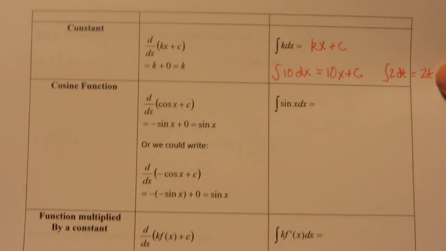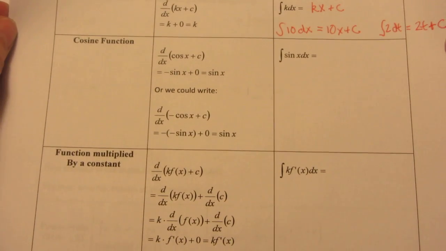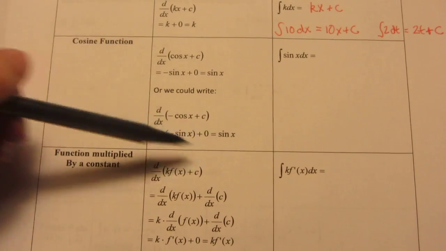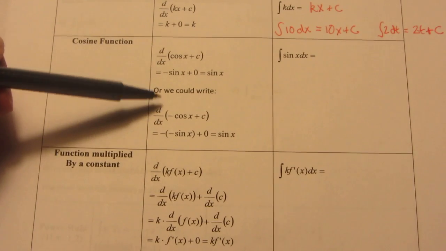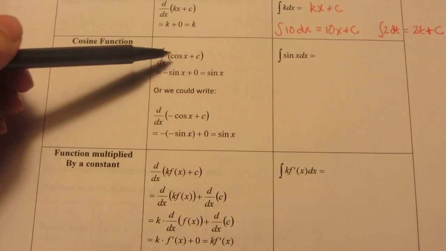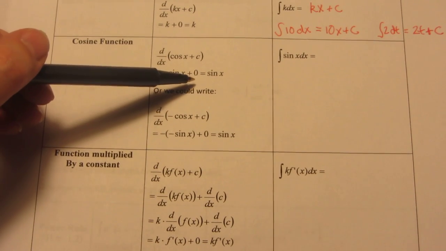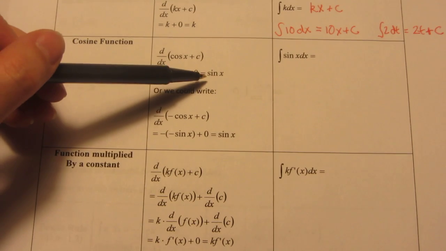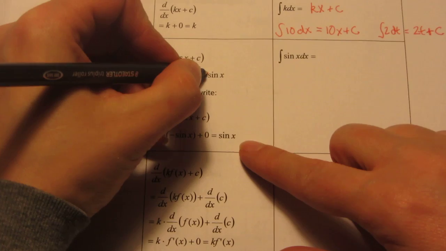I also threw in cosine. I could have picked sine. It doesn't really matter which I've done. I'm just reversing the process here. I know that the derivative of cosine is going to be negative sine of x plus 0 here, which is equal to... Oh, look, I forgot the negative here.